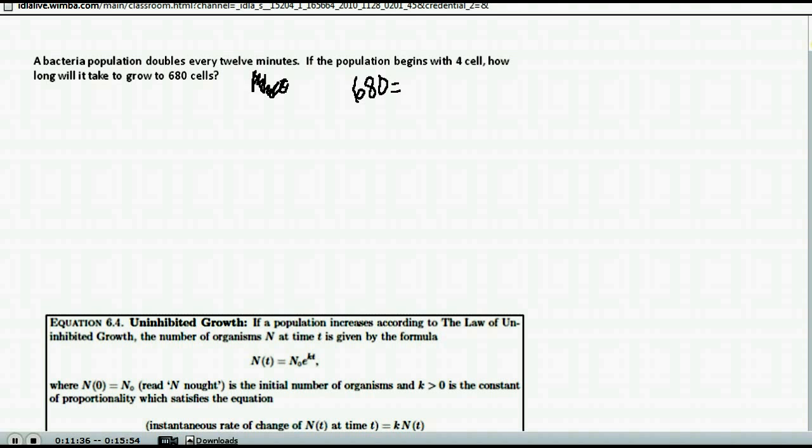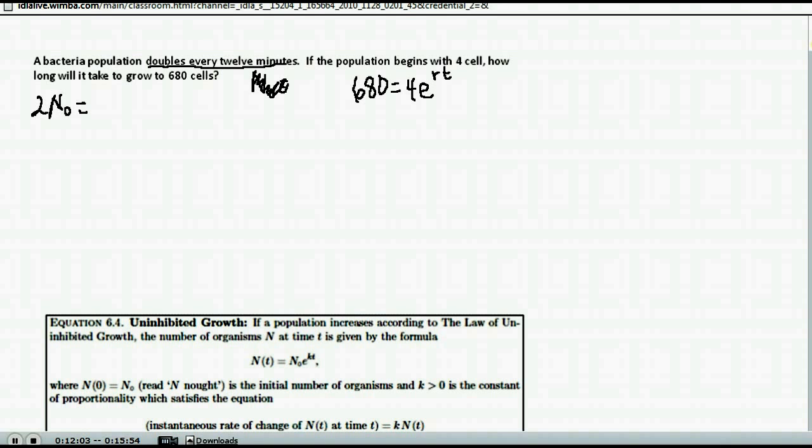So we'd have 680 equals 4 e to the, but notice we don't know the rate and we don't know the time. So we're going to have to do a little work first before we can do this. Okay? We need to find out what our rate is. We do know that it doubles every 12 minutes. So whatever our original amount was, we're going to have twice that amount.